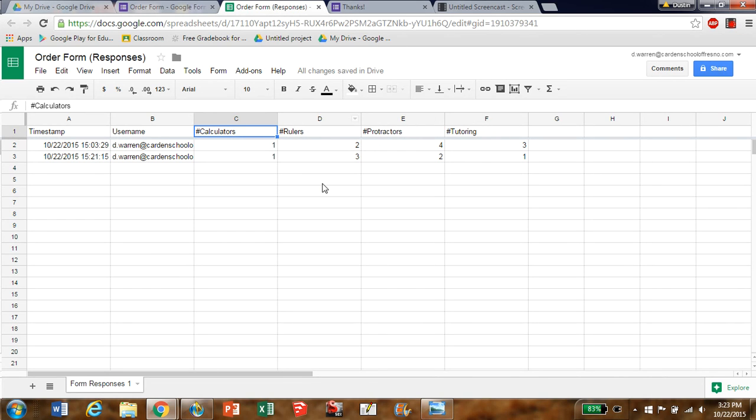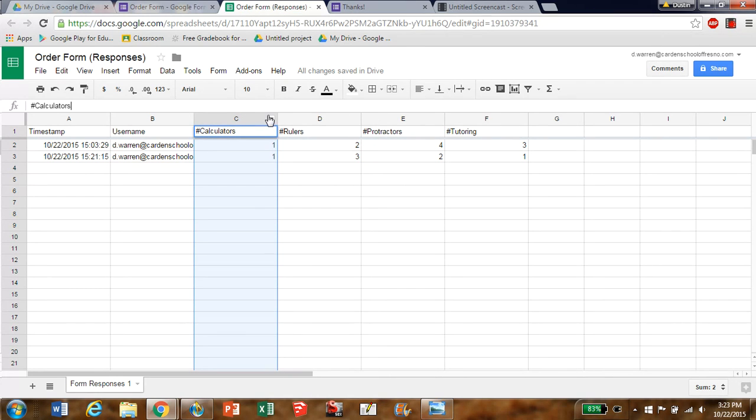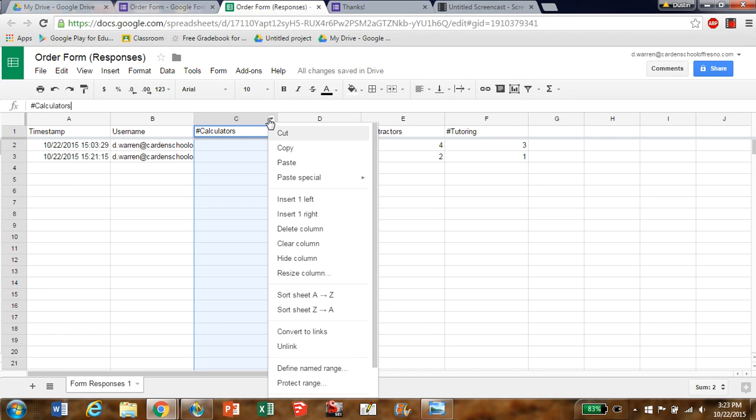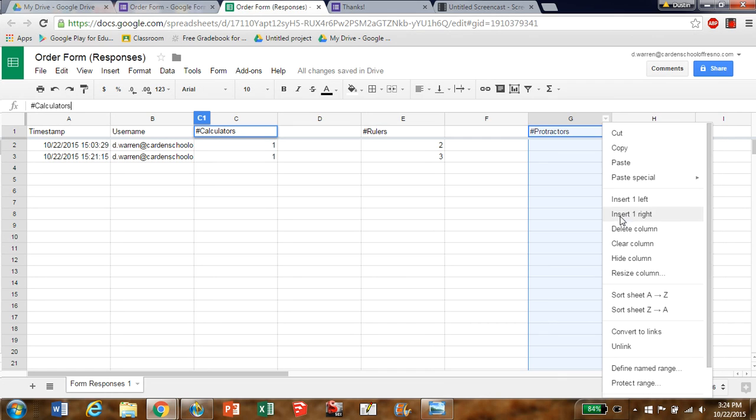After you've done this, I want you to insert. Go to the column, go to the letter, and then this little arrow next to the letter says insert one to the right. That inserts another column to the right of this column, and this is where we're going to calculate the price of our calculators. I'm going to insert one next to rulers, and that's where I'm going to calculate the price of the rulers, and so on and so forth.